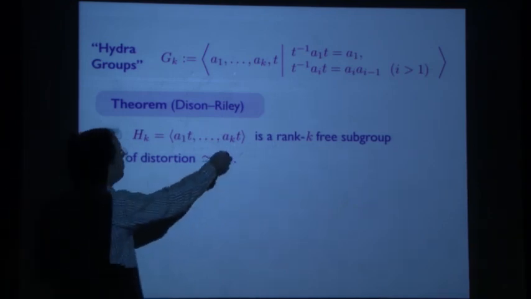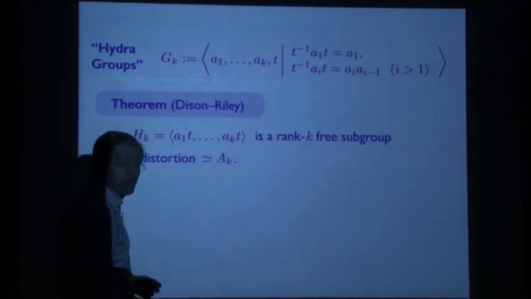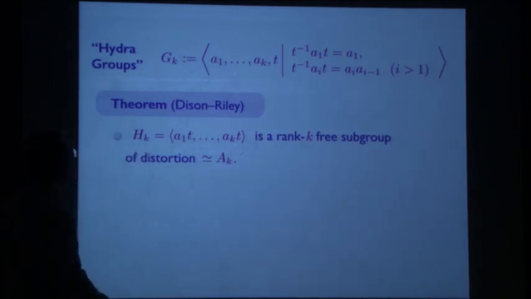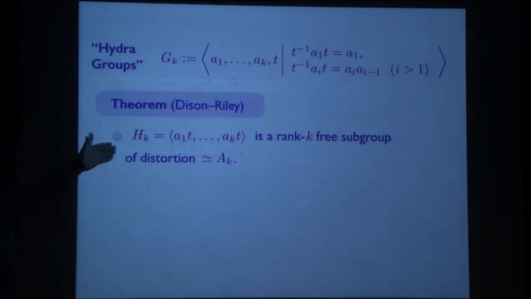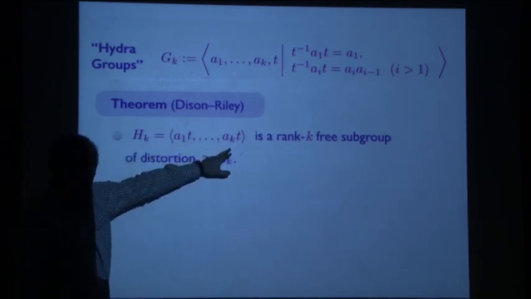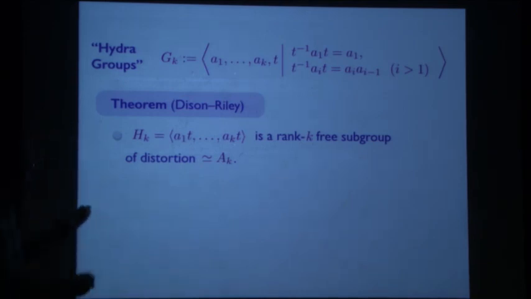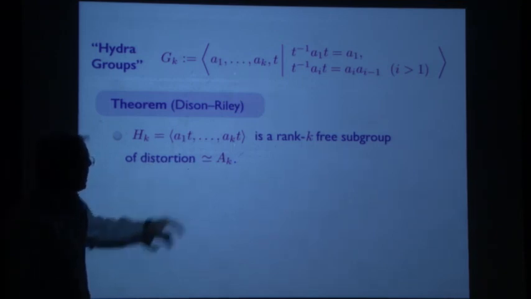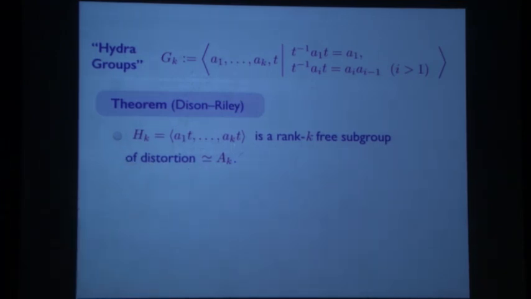This is a free group. This is an automorphism. And it turns out this subgroup, H_K, generated by A1T through to AKT, is a free group on these generators. It's a rank K free group, and its distortion is like Ackermann's function. I'll tell you what that means in a moment.